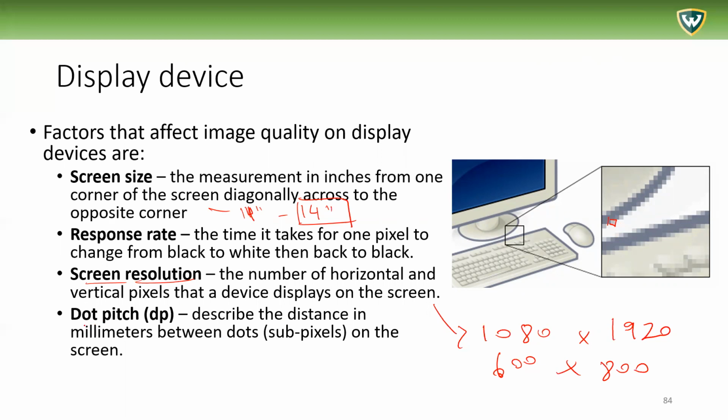There's another measure, which is the dot pitch, which describes the distance in millimeters between dots on the screen, which is sub-pixel. So within the pixel, there is the sub-pixel, which is the little dots that you can't really see with your eyes easily, unless on some screens you really put your face very close. But the dot pitch is another relevant measure of image quality.